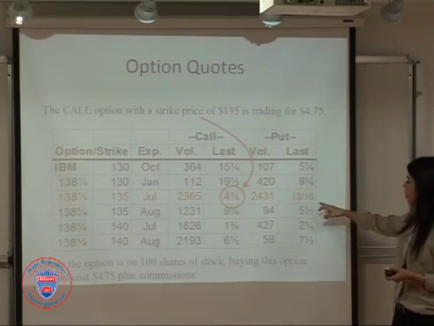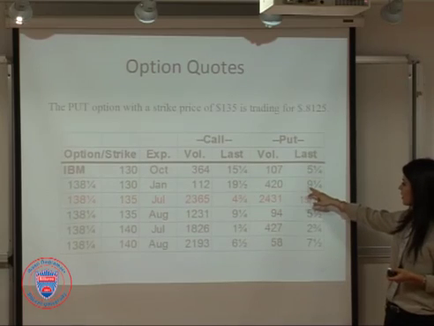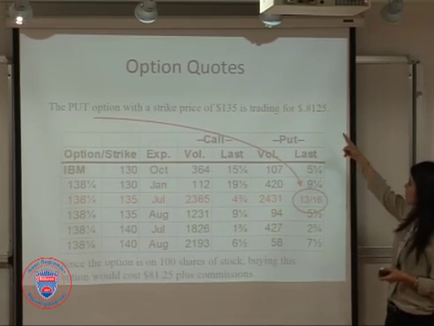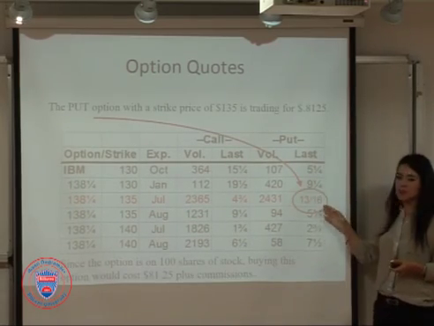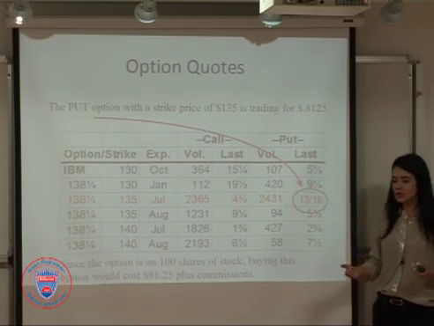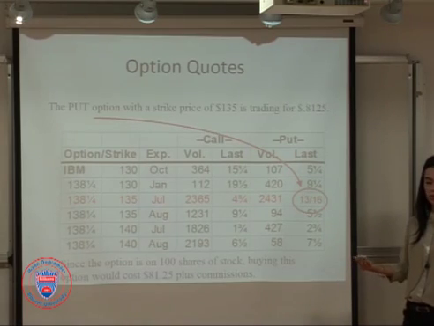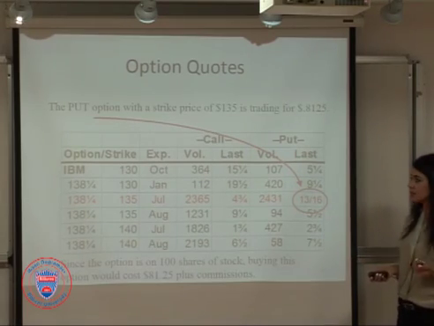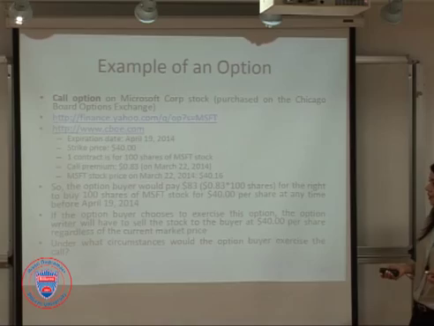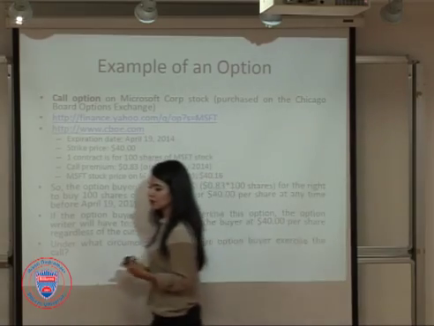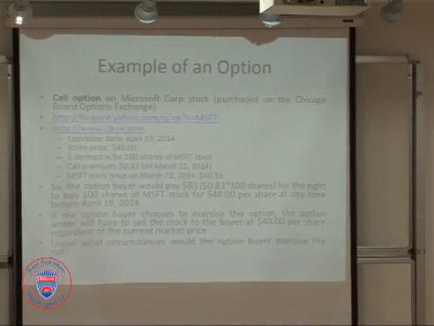For the put option, the price is 0.81. So again, multiplied by 100, you're paying $81 to buy this put option, with some commissions. So this is how you're going to look at and interpret the prices. Now let's go to a more real-world example.